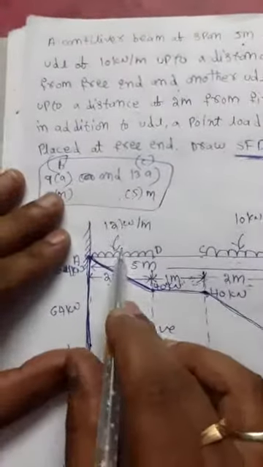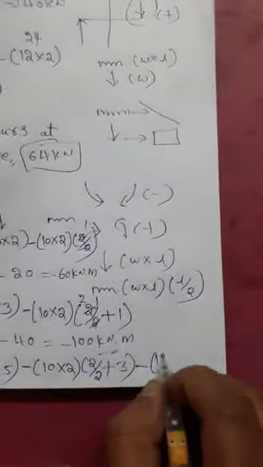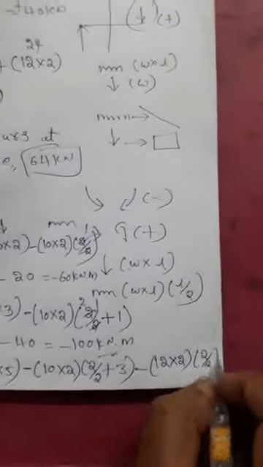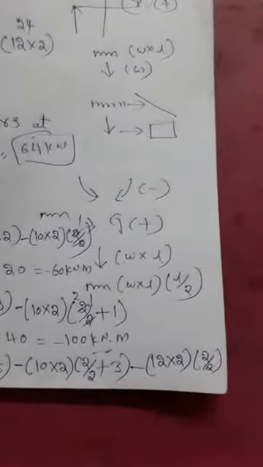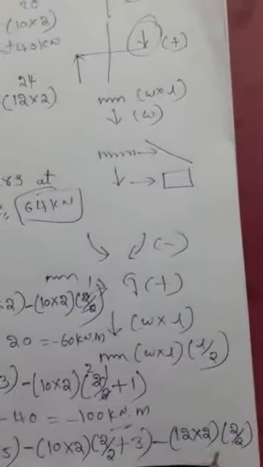And next, UDL, acting a UDL. So downward direction minus. So UDL formula is 12 into 2, force into distance, WL into L by 2. And there is remaining span length. There is no remaining span length. So this formula closing up to WL into L by 2 only.